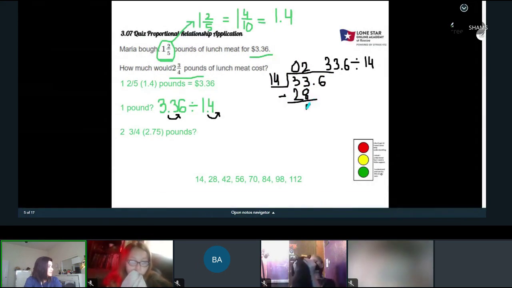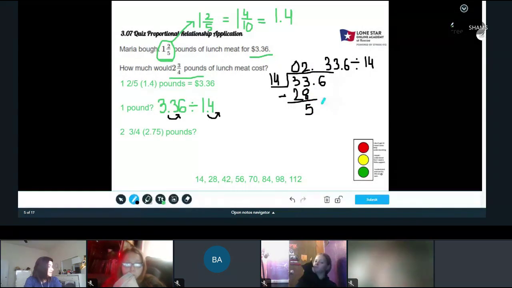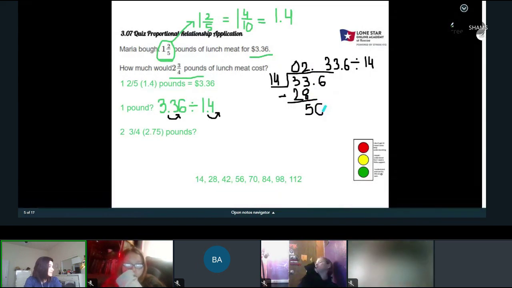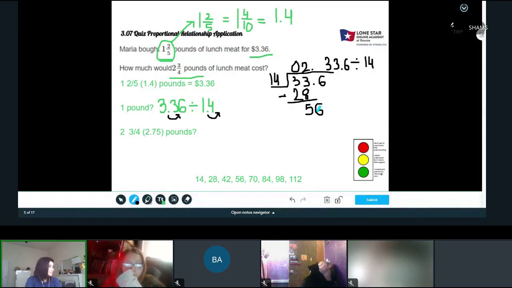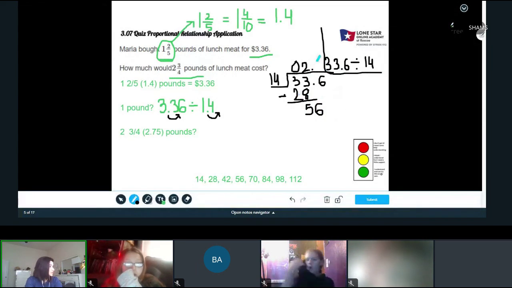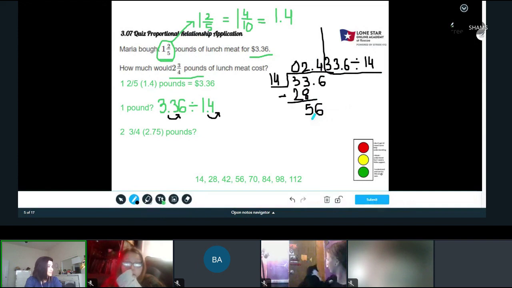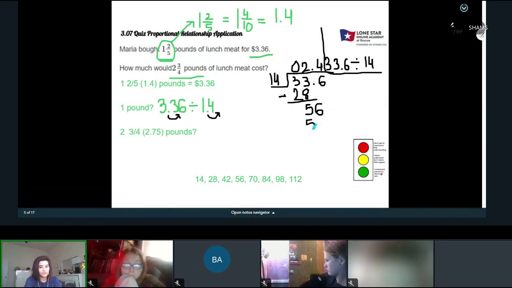And we will bring down the 6. Okay, the decimal lines up right here. And we have 56. We don't even need as many multiples. Well, we have 56. We can draw a line to separate. So how many 14s go into that? That is 4. Amy, you told us the right answer. So that leaves no remainder.